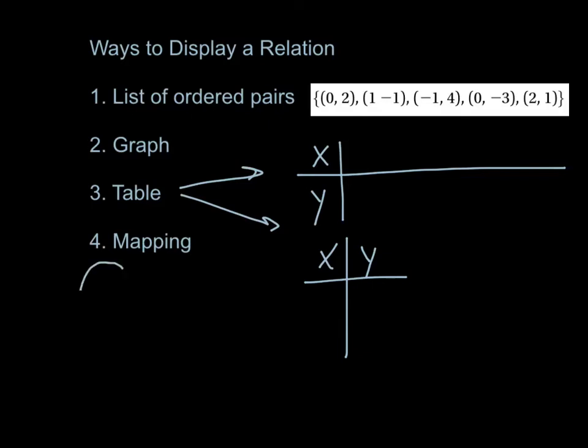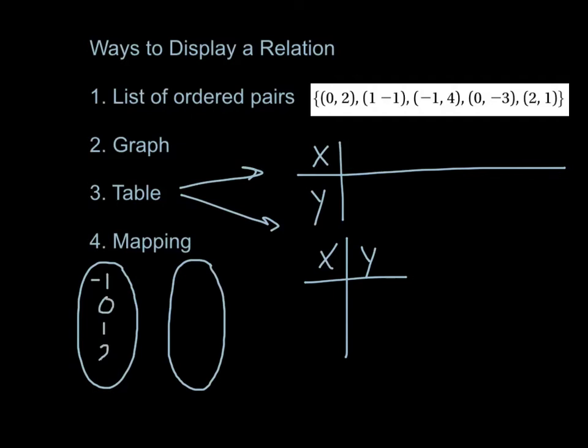And a mapping works like this. You have an oval and another oval. And in the first oval, you list your x values. So in this case, our x values are 0, 1, -1, and 2. But we're going to put them in order: -1, 0, 1, and 2. All right, my y values: -3, -1, 1, 2, and 4.